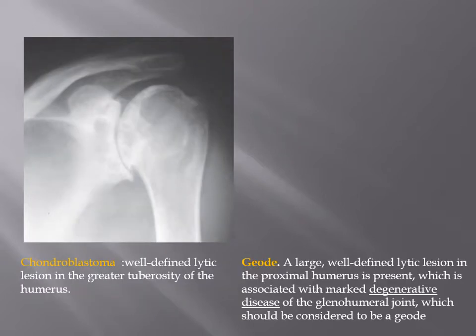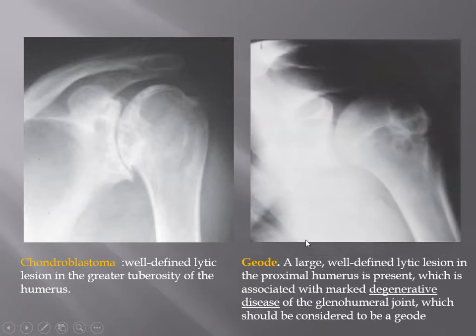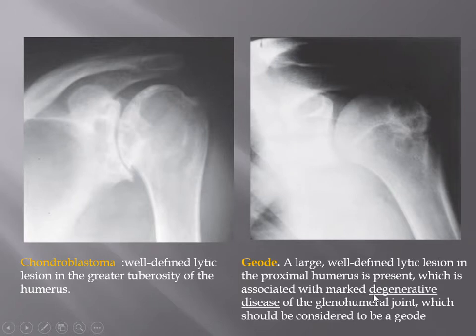So this is a chondroblastoma, a well-defined lytic lesion found in the greater tuberosity of the humerus. In comparison, this is a GOD, a large lytic lesion also in the proximal humerus, in a patient who has degenerative disease at the glenohumeral joint.